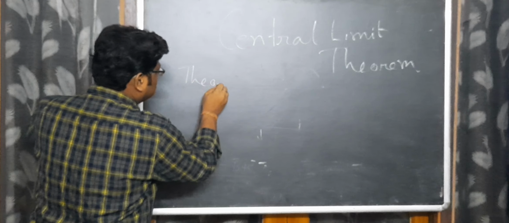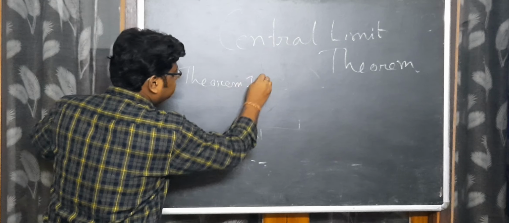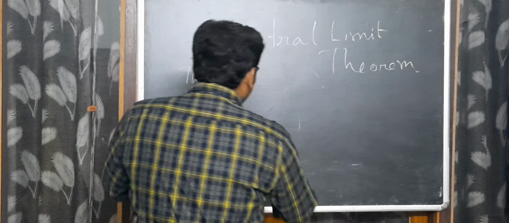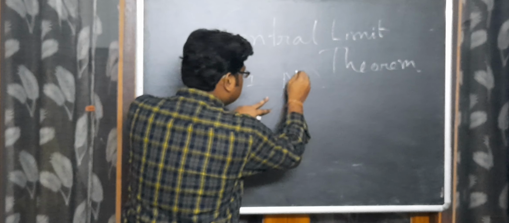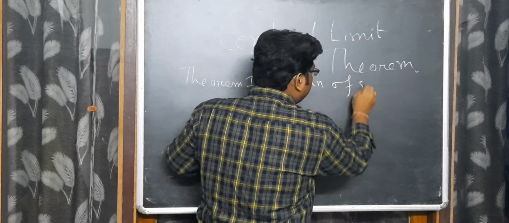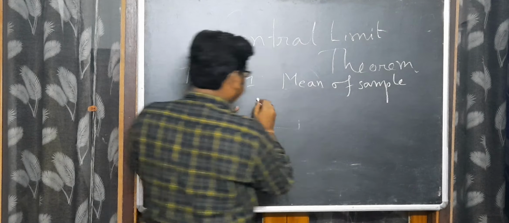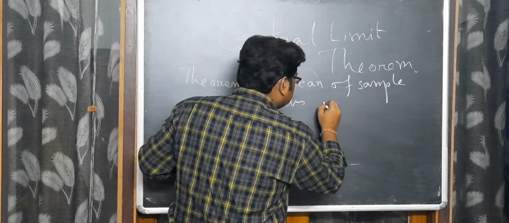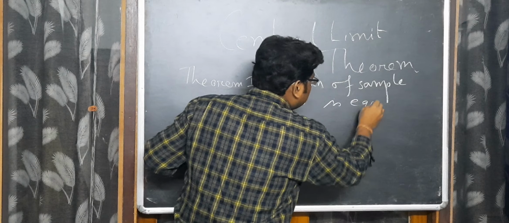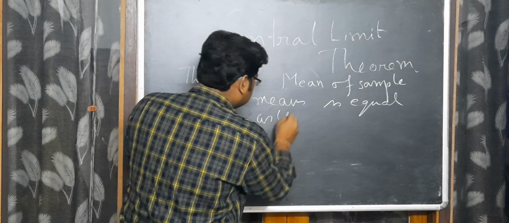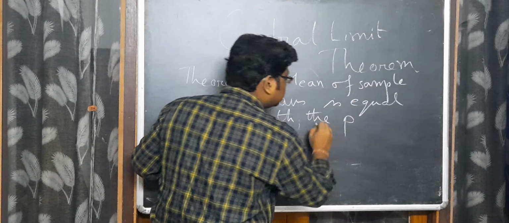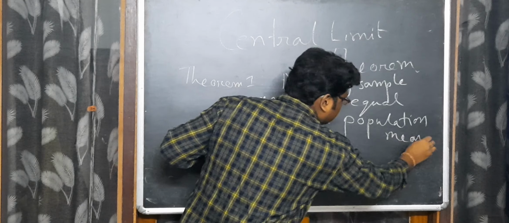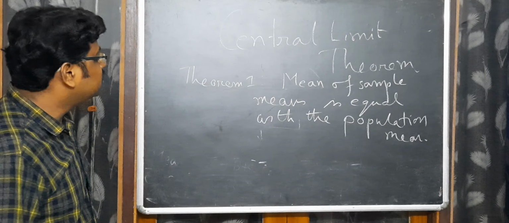Theorem 1: the mean of sample means is equal to the population mean. Okay, this is the first theorem that I have already proved.